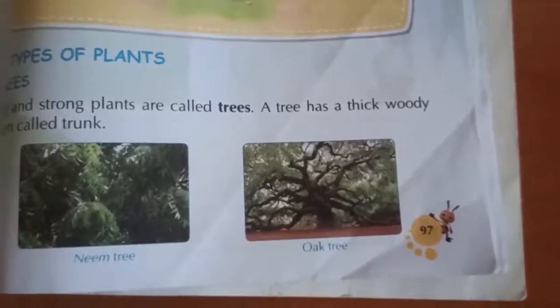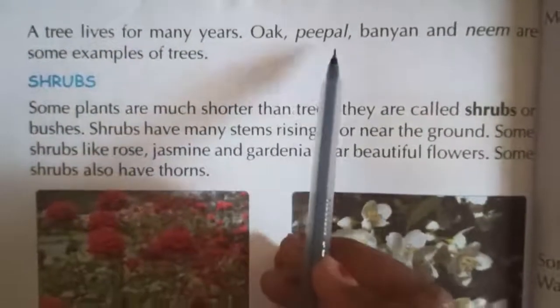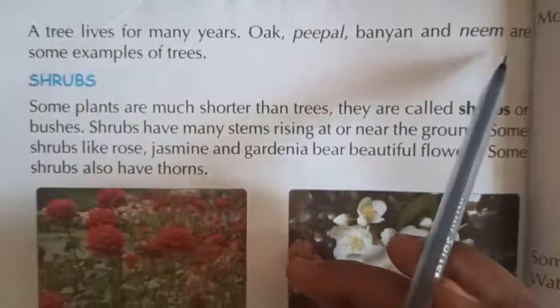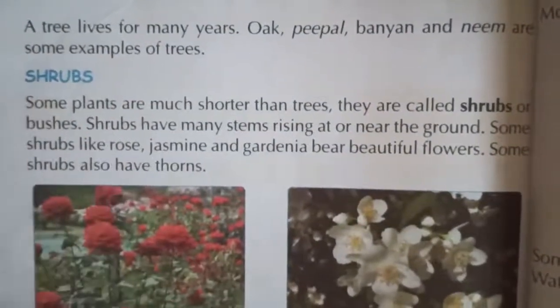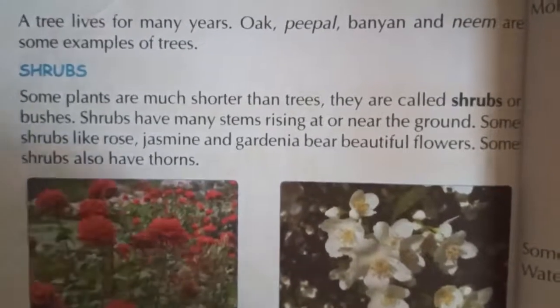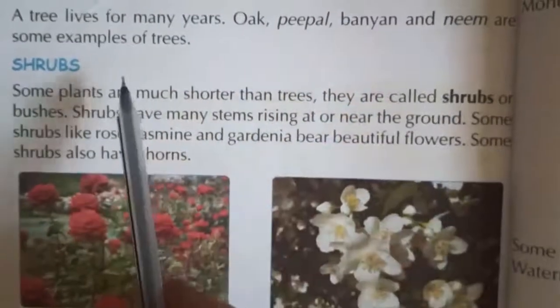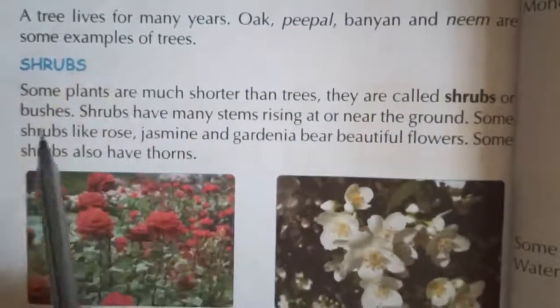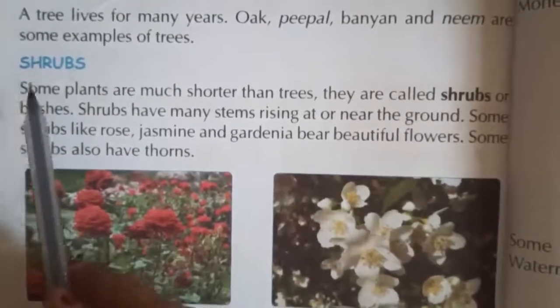Now see the next. A tree lives for many years. Oak, peepal, banyan and neem are some examples of trees. So we know that trees are long and big plants and they live for many years. After learning the trees, next type is shrub.